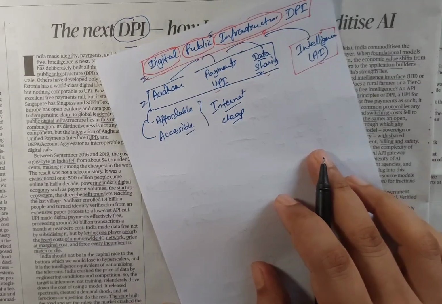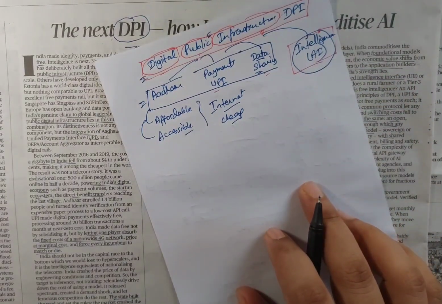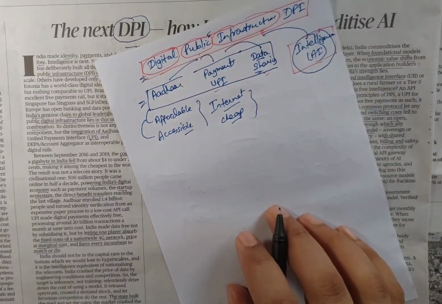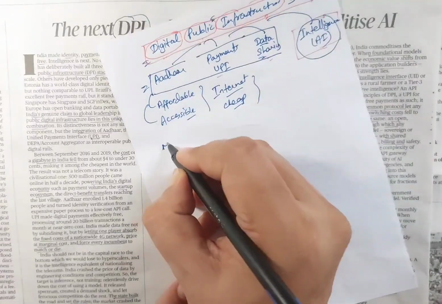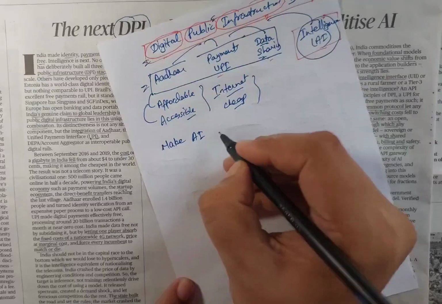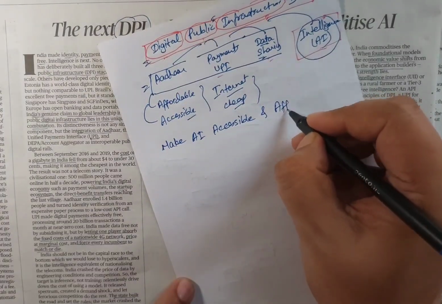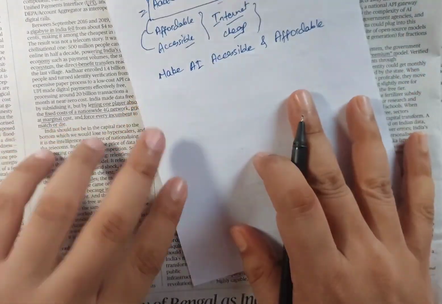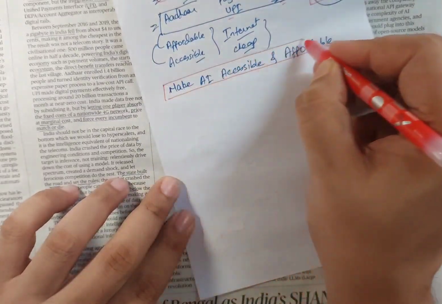Will this apply to AI as well? Can AI be made accessible across the country to the maximum number of people just because of cheap internet? No, it is not only about internet. So how to make AI accessible and affordable? That is the next big query that we have. How to make AI accessible and affordable?